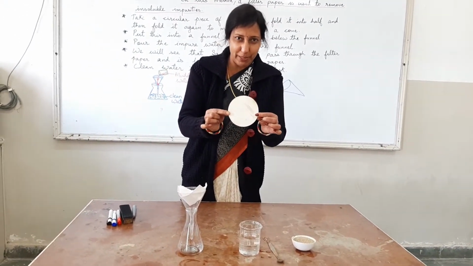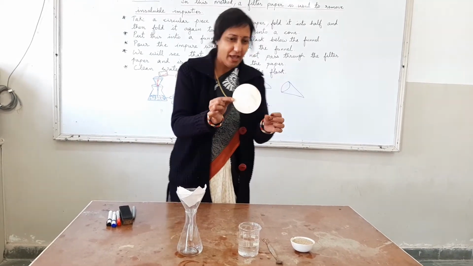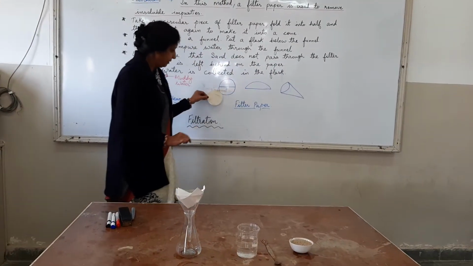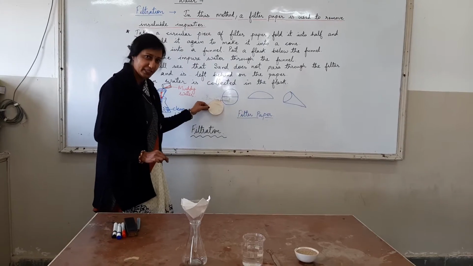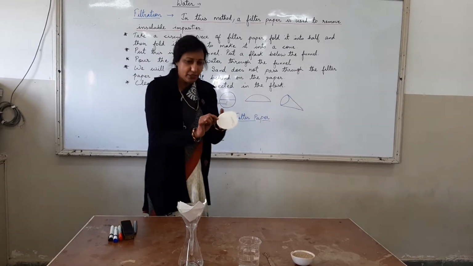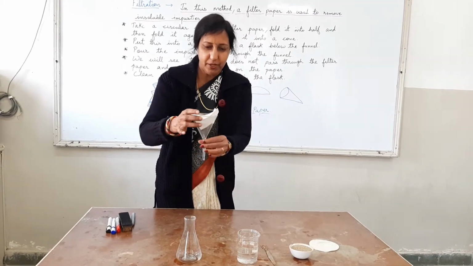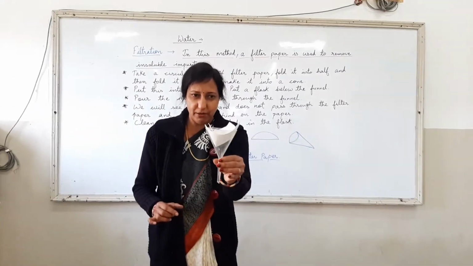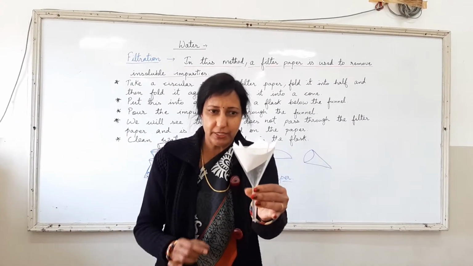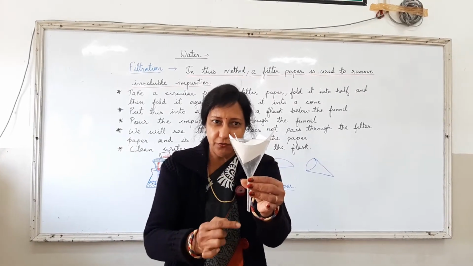See, this is a filter paper, children, which I am holding in my hand, as I have shown you in the diagram out here. So this is a filter paper, children. Then I have put this filter paper out here in a funnel, folded it in this manner and arranged it in a funnel. Children, this is known as a funnel.